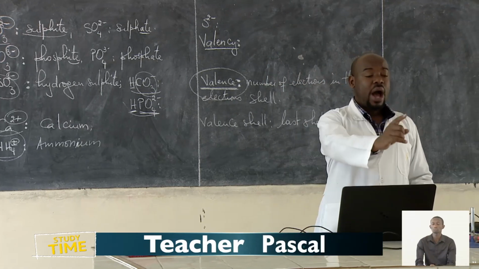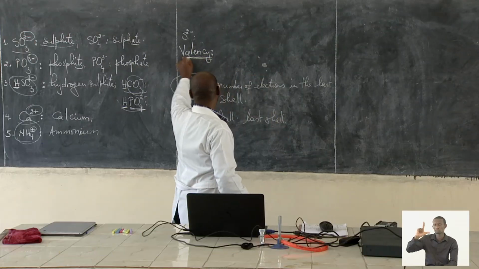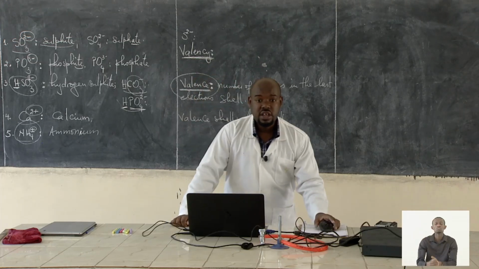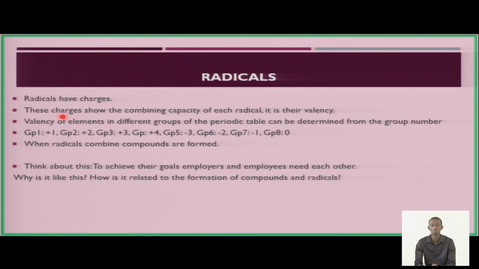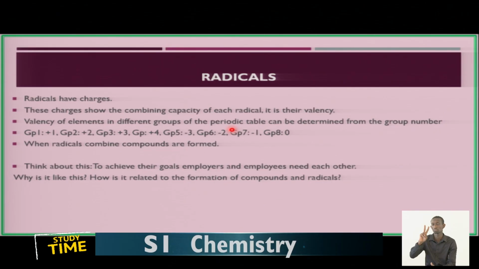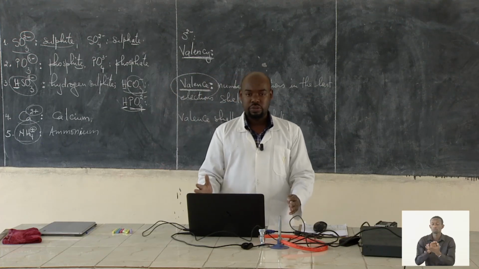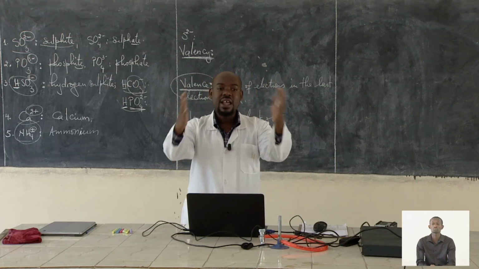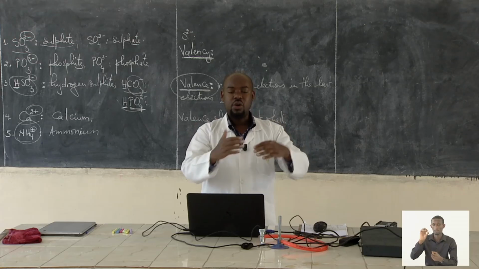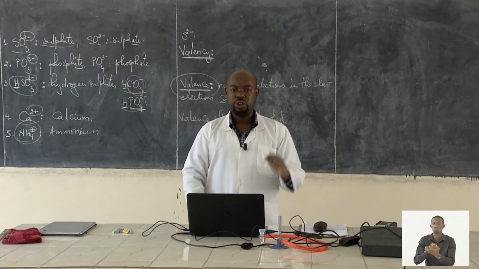And now, what is valency? The first one, valency. You can see it is here. These charges show the combining capacity of each radical, and it is their valency. Valency means the combining capacity of a particle. If a particle is to combine with other particles, how many of the other particles will combine with the first one, the one which is to be combined?